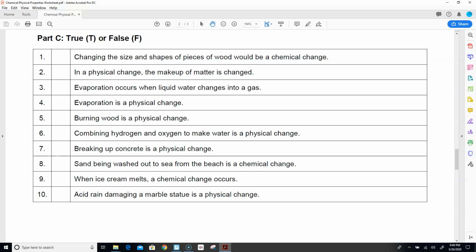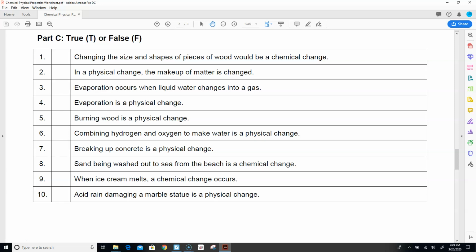Number 2, it says in a physical change, the makeup of matter is changed. That's false. In a physical change, the makeup is not changed, just the size, shape, state of matter, its physical form. Chemical changes the matter. Number 3, evaporation occurs when the liquid changes into a gas. That's true. Number 4, evaporation is a physical change.